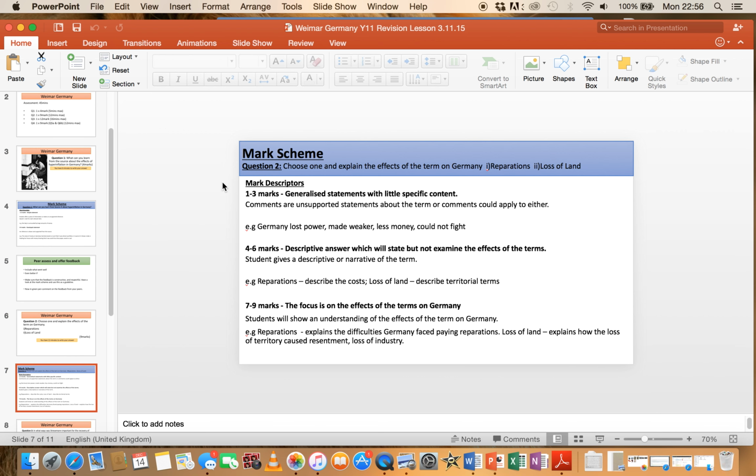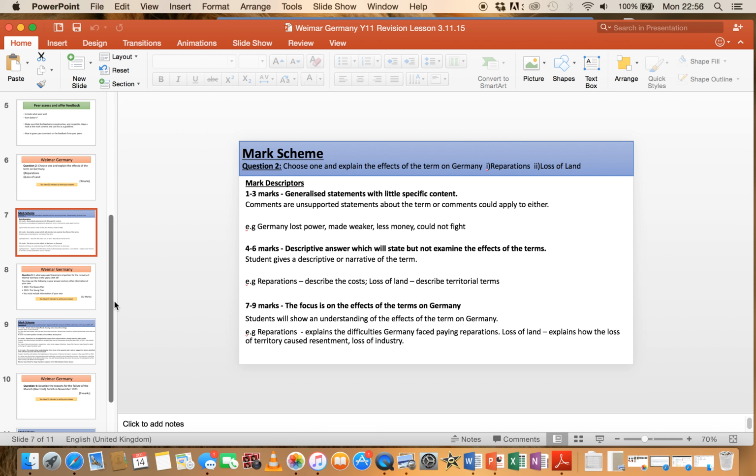But we've got the mark scheme here, which says 1 to 3 marks is a generalised statement with little specific content, 4 to 6 is a descriptive answer, which will state but not examine the effects of the terms, and then 7 to 9 marks is where the focus is on the effects of the terms on Germany. So we've got the mark scheme available for each of the questions that we set them.